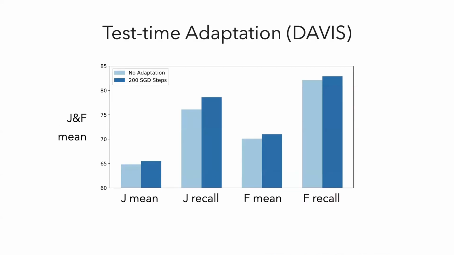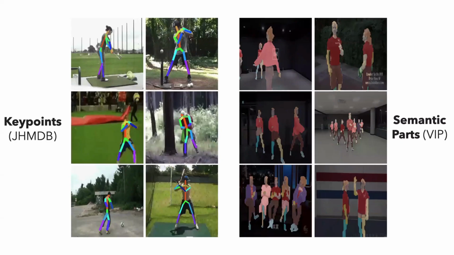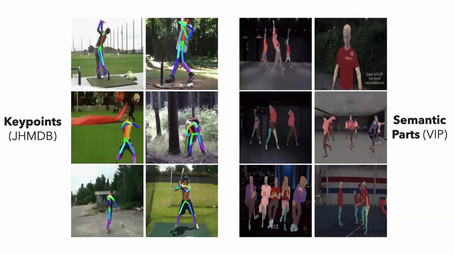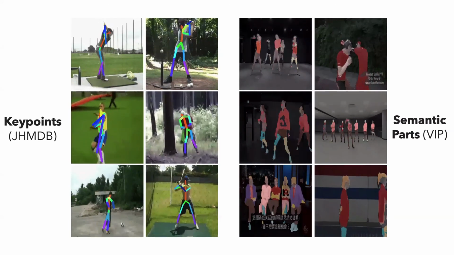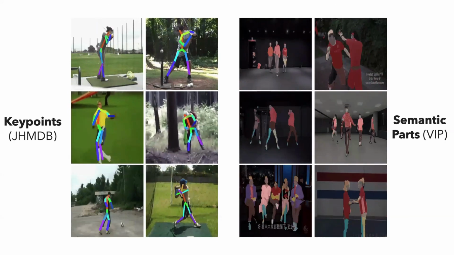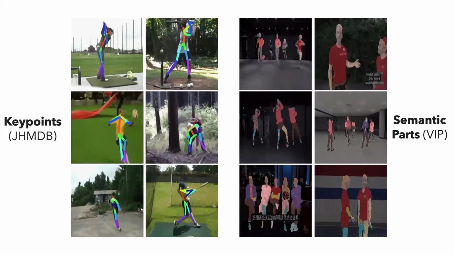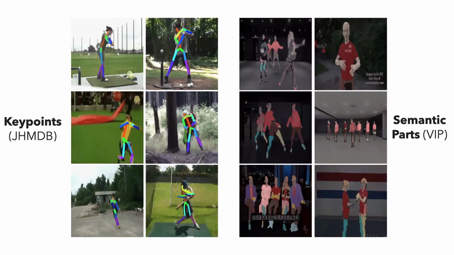Because our approach is self-supervised, we can also use self-supervision at test time to adapt the model before evaluating it on each test example. And we find that this also leads to further improvements. Finally, we also find that our approach outperforms existing self-supervised approaches on the tasks of key points propagation and semantic parts propagation, despite never being trained for dense similarity, unlike techniques that are based on colorization.